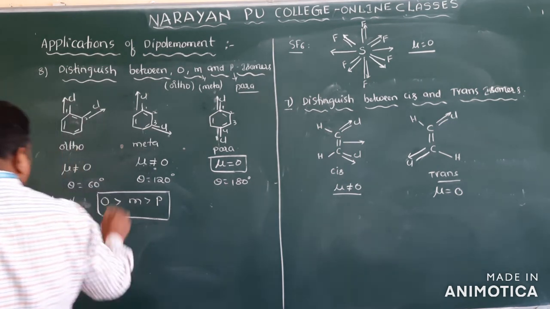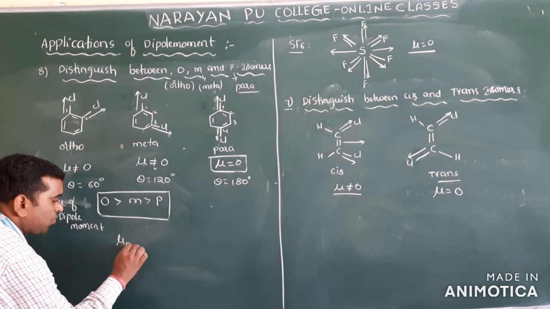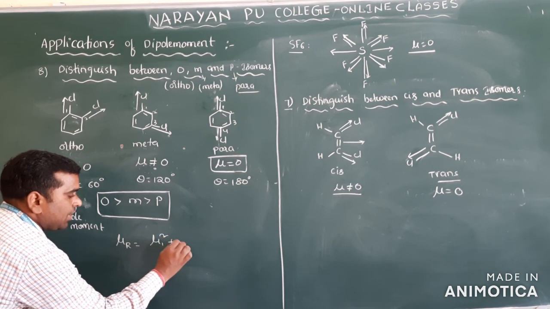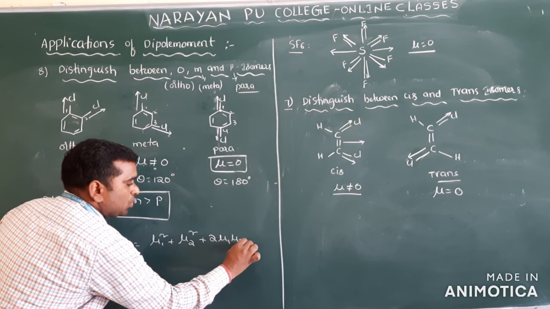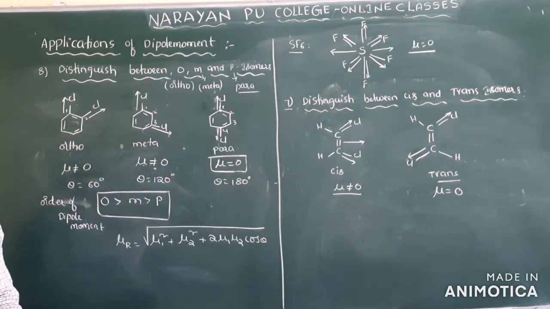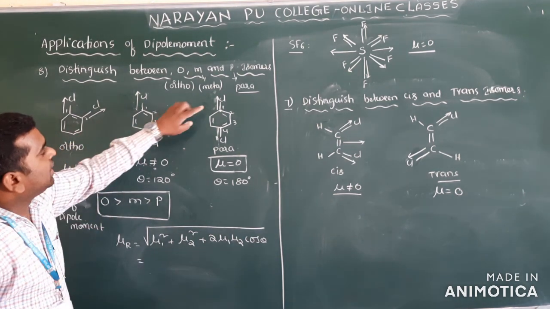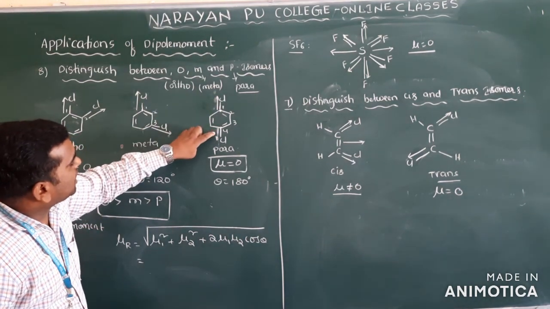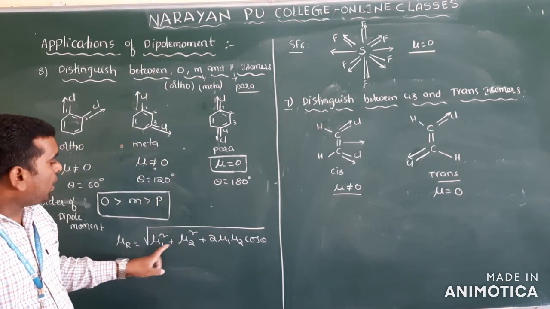Clear? So I have already given one formula. What is the formula? The resultant dipole moment formula: mu1 square plus mu2 square plus 2 mu1 mu2 cos theta. We can apply it for this one also. Here is chlorine, here is chlorine. How much dipole moment will be here? Here also that much dipole moment only. mu1, mu2 are the same.